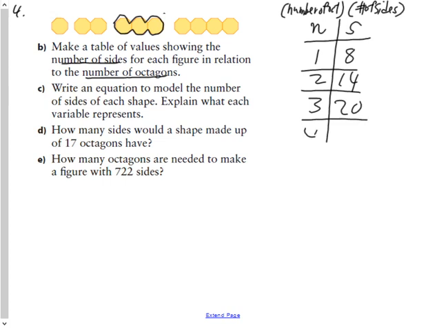And of course, for 4, if we wanted to measure it, we could. But if we look here, it's going up by 6, and here it's going up by 6. So I'm pretty sure, since this is a linear relationship, that 26 is the number of sides my next one would have. So my table of values would look like this.